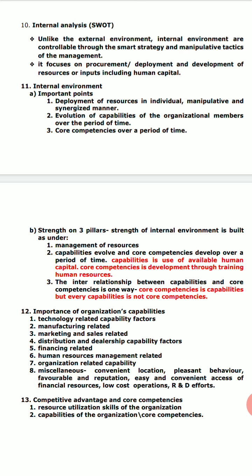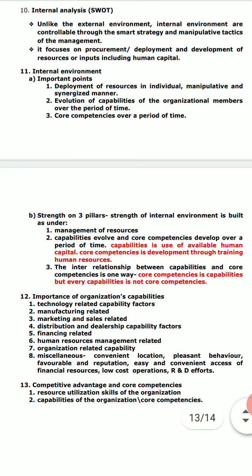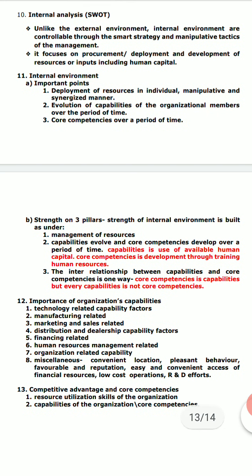Internal environment we are talking about, we are going to learn about the SWOT. That means we will understand that only with the help of internal analysis will we come to know about the strength and weakness of the firm, and accordingly we can make the decisions related to the strategies. That is why when internal analysis is done, important points are to be kept in mind, right.